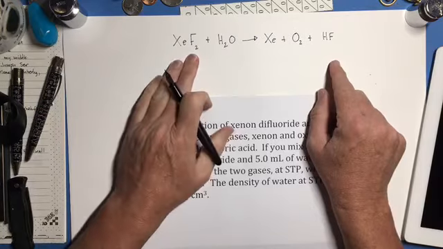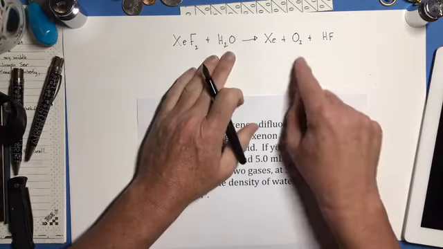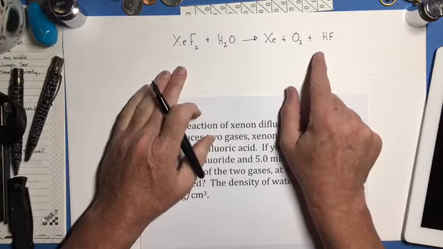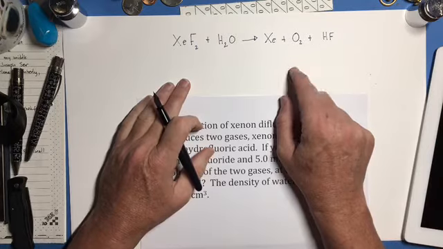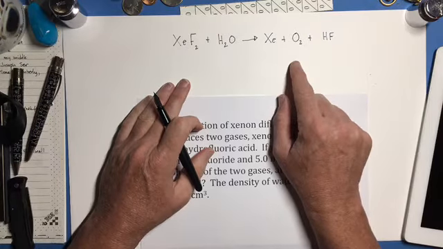Clearly I'm not. You can see already I have at least two fluorines here, one there, one oxygen, two oxygens, one hydrogen, two hydrogens. So let's fix this. Let's see where to begin. I'm going to save the oxygens for last.